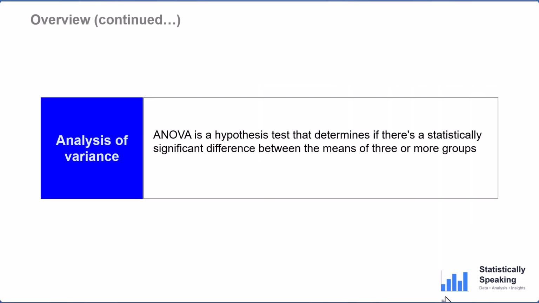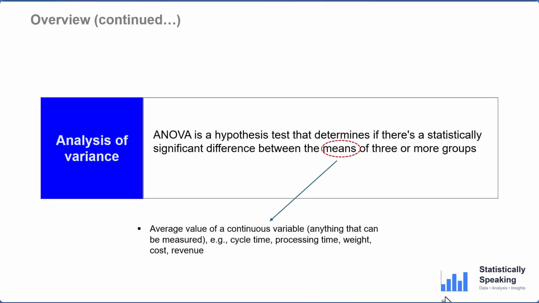Now, we call it ANOVA, and it compares means. So where is the variance in this? So what is mean? Mean is ultimately the average value of any continuous variable, meaning that anything that can be measured. So cycle time, handle time, processing time, weight, cost, revenue, these are all continuous variables. And despite its name, ANOVA compares means, not variances, and we'll shortly explore where the variance is involved.